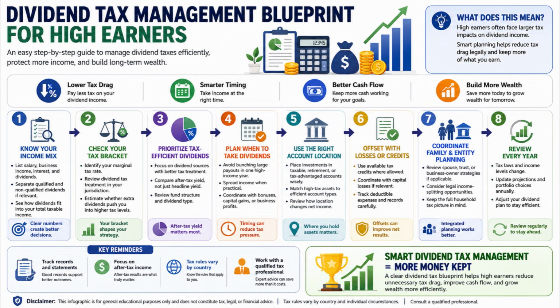Overall, a strong dividend tax management blueprint helps high earners reduce unnecessary tax drag, improve cash flow, and build wealth more efficiently. When you know your income mix, check your tax bracket, choose tax-efficient dividends, plan the timing, use the right account location, apply available offsets, coordinate family planning, and review yearly, you create a smarter system for keeping more money.